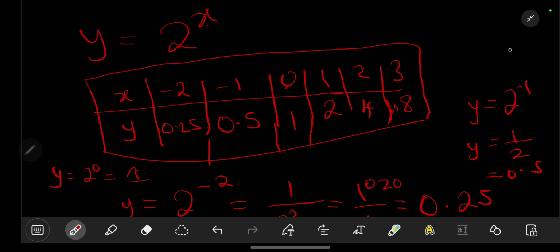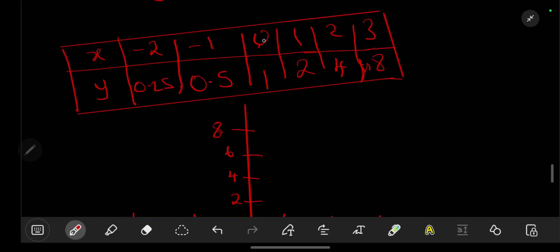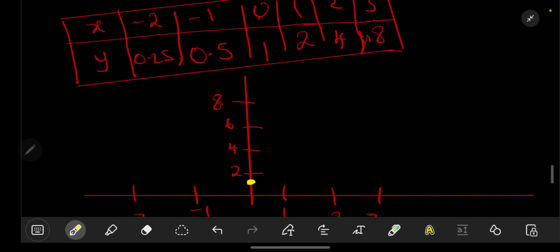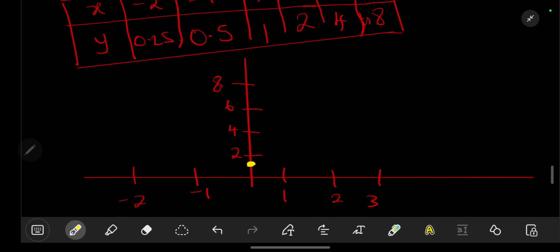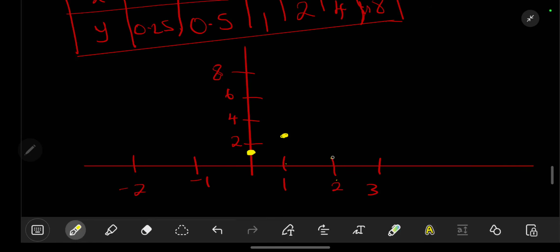So let's plot this. Let's begin with our 0, 1. Where x is equal to 0, it is along the y-axis. 1 is here. Then our next point is 1, 2, which is here. Then when x is equal to 2, y is equal to 4, so we are going to have something here. Then when x is equal to 3, y is equal to 8, like that.